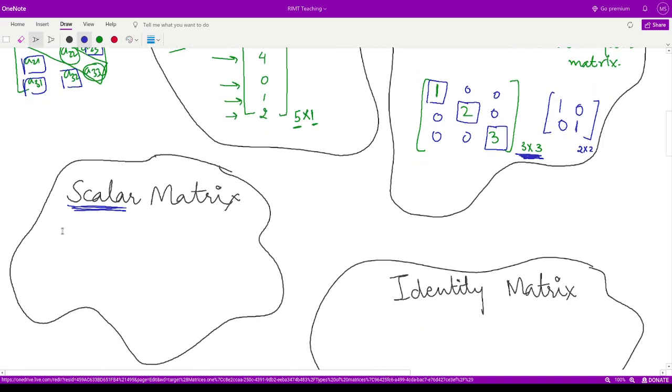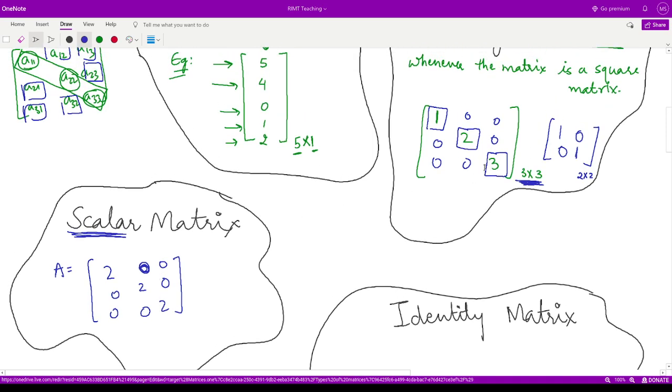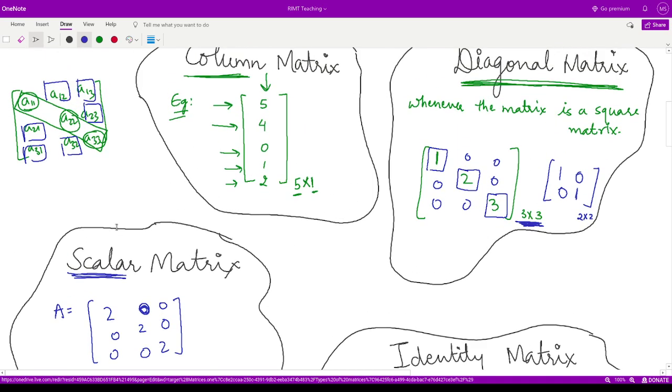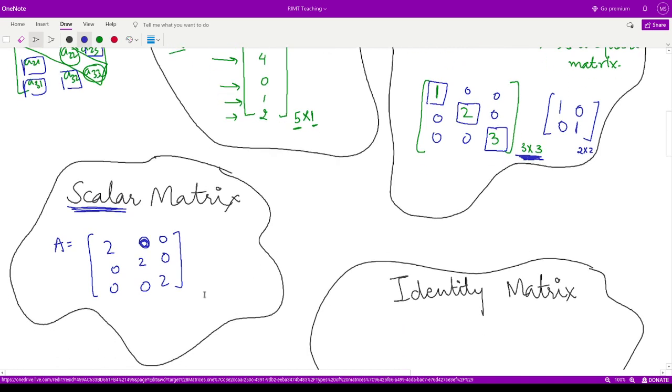By a diagonal matrix and by a scalar matrix, what do I mean? Suppose I have some matrix like this: 2, 2, 2, 0, 0, 0, 0, 0, 0. So only the diagonal elements are present, and moreover all the elements here have to be the same. In that case, we call the diagonal matrix the scalar matrix, because in a diagonal matrix the entries could be different, but in a scalar matrix they have to be the same.